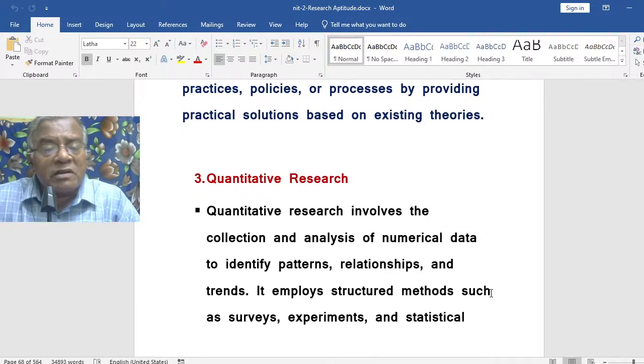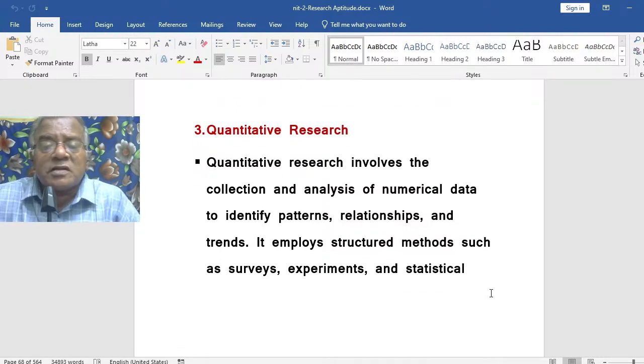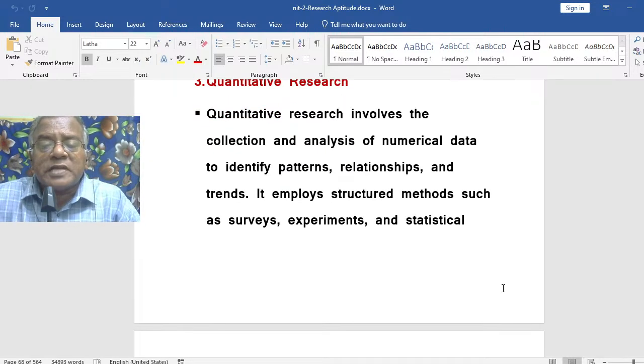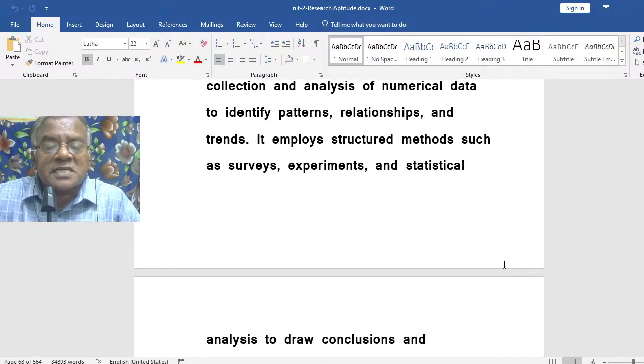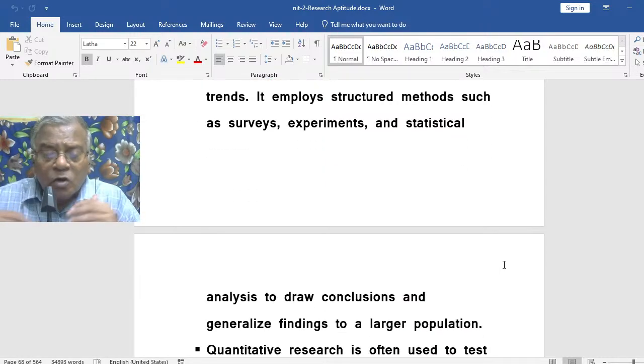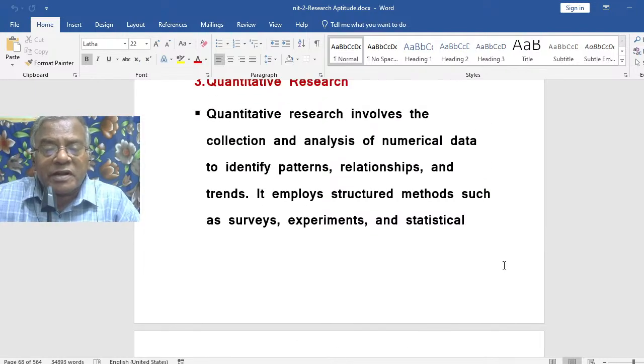What are the characteristics of quantitative research? Quantitative research involves the collection and analysis of numerical data to identify patterns, relationships, and trends. It employs structured methods such as surveys, experiments, and statistical analysis to draw conclusions and generalize findings to a larger population. That is quantitative research.